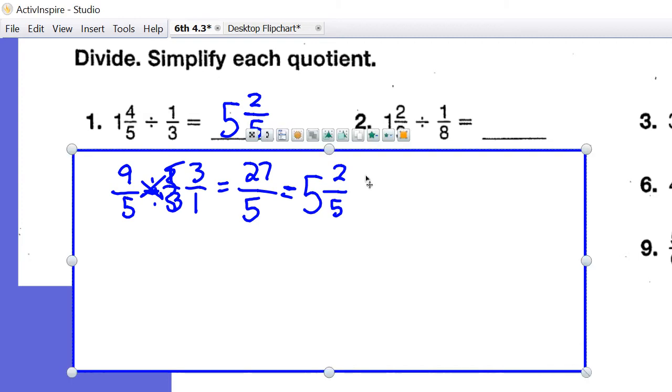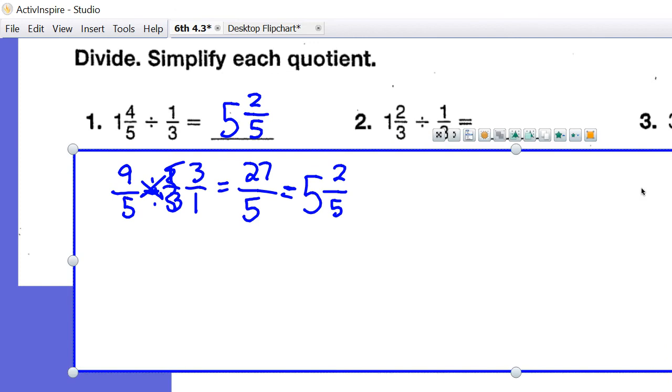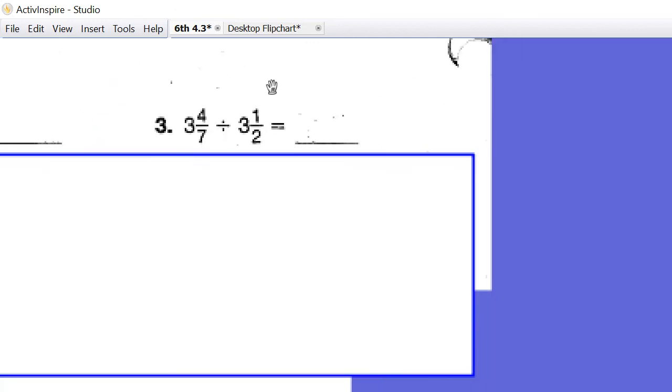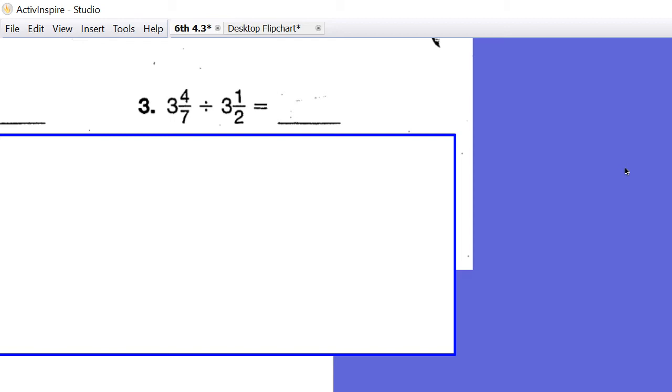Okay, we're going to go ahead and skip ahead to number 3. And I need to kind of move my screen over so you can see number 3. And number 3, I've got 3 4/7 divided by 3 1/2. First step is to convert the mixed numbers to improper fractions. 3 times 7 is 21, plus 4 is 25, 25/7. That's divided by, I've got 3 times 2 is 6, plus 1 is 7, 7/2.